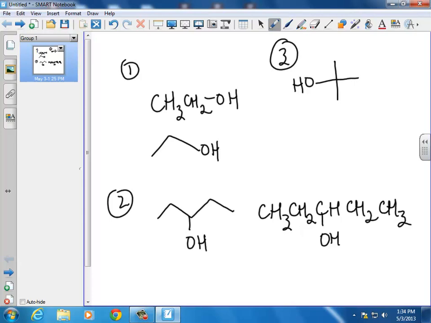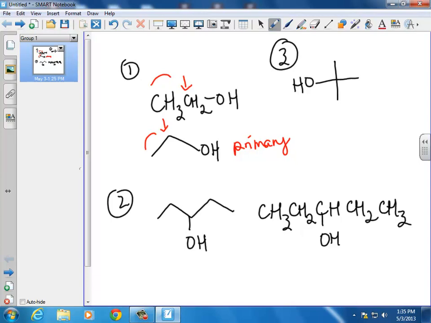Okay, so this first example 1, what type of alcohol is that? They're saying primary, you're exactly correct. This is a primary alcohol. It's attached to one carbon here that's only attached to one other carbon. Same thing here with the bond line.